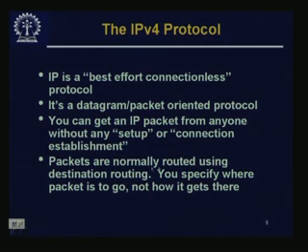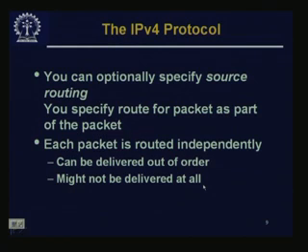Packets are normally routed using destination routing. That means the destination is known and how to get to the destination, that is what is stored in the routing tables. You specify where the packet is to go, not how it gets there. Now, there are some more parts. You can optionally specify source routing. That means at the source itself there is a provision in Internet protocol that you specify the route through which it should reach the destination. It is possible to do that.